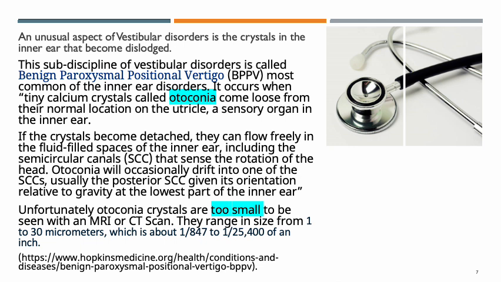They are tiny crystals called otoconia. They come loose from their normal location in the utricle, a sensory organ in the inner ear. If the crystals become dislodged or detached, they can flow freely in the fluid-filled spaces of the inner ear, including the semicircular canals that sense the rotation of the head. Otoconia will occasionally drift into one of the SCCs, usually the posterior SCC, given its orientation relative to gravity at the lowest part of the inner ear.